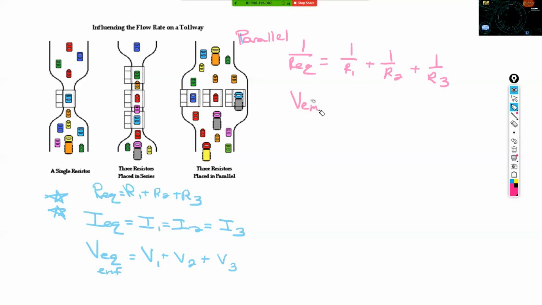So the EMF, or the battery voltage, is going to be equal across each branch. You're going to pay the same deposit. The current is not going to be the same. Not every car is going to go through every lane. So the equivalent current will be the sum of the currents through each lane. And so those are your rules for parallel. This is the hardest part of this, to keep straight how resistors or loads behave in series versus parallel.